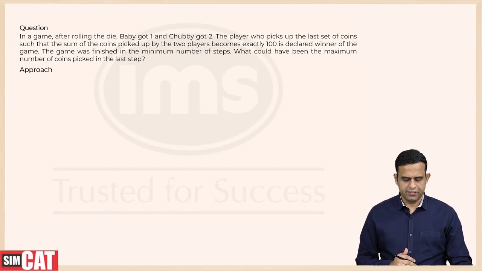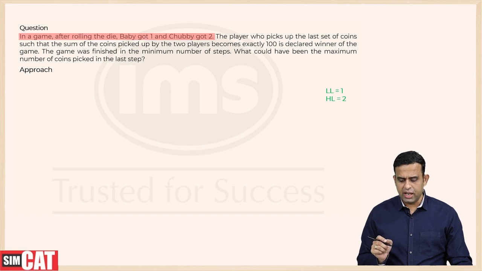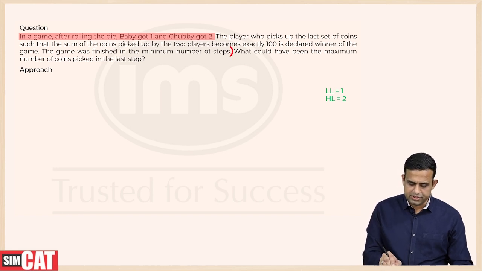In the next sum, it is given that in a game, after rolling the die, Baby got a 1 and Chubby got a 2, which basically means that your lower limit is 1 and the higher limit is 2. The player who picks up the last set of coins such that the sum of the coins picked up by the 2 players becomes exactly equal to 100 is declared the winner of the game. Now, this is a very, very important point in this particular case. The game was finished in the minimum number of steps.